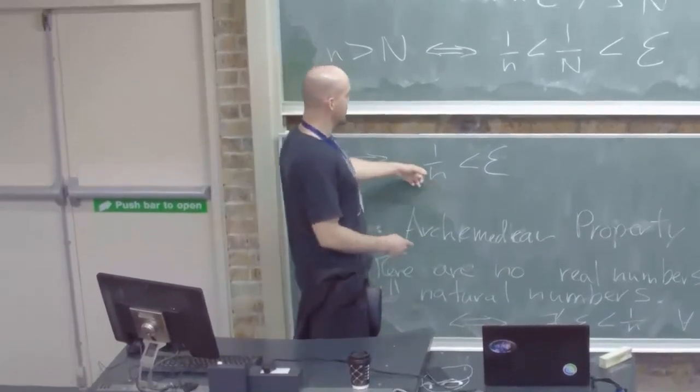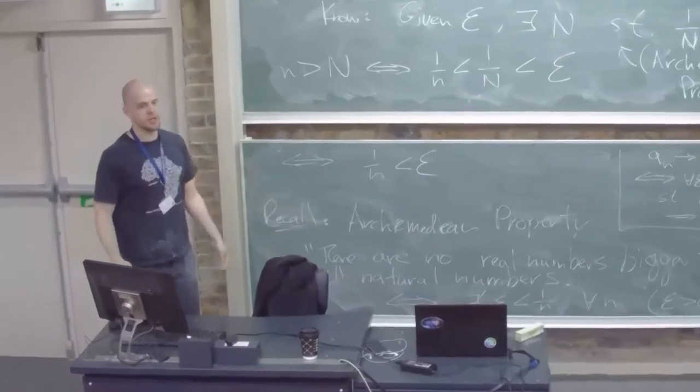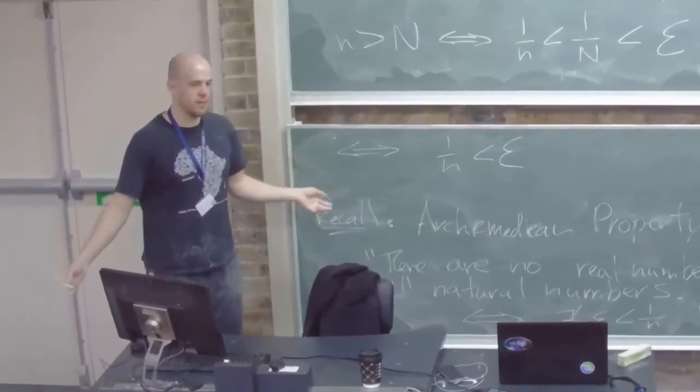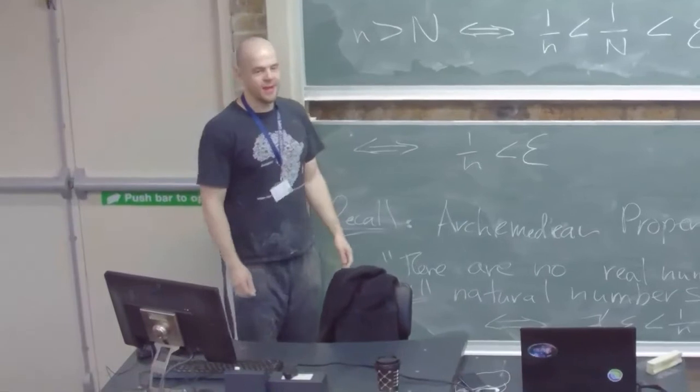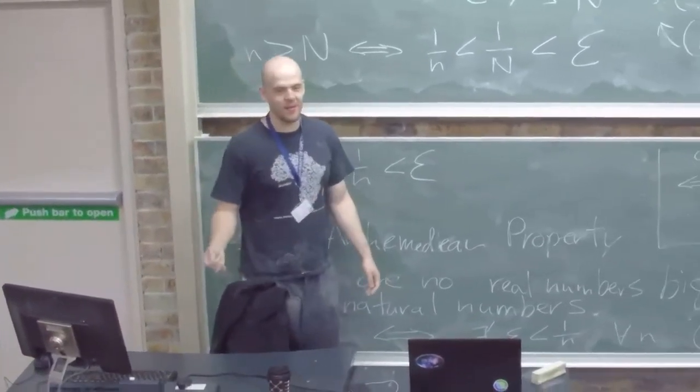If someone gives you 1 over n, like you open up your test and it says prove 1 over n converges to 0 using the formal definition of the limit, and you're like, in lectures, we showed, like, yeah, they're not going to be pleased about that, right?